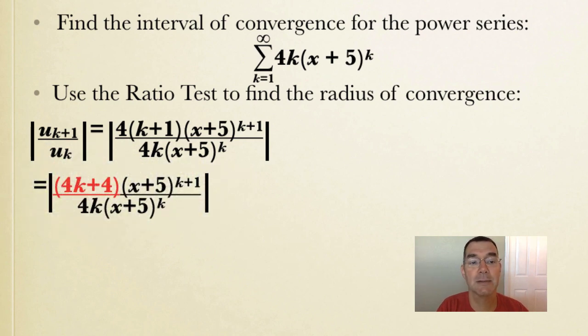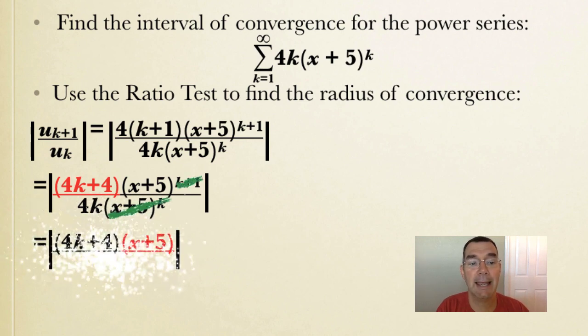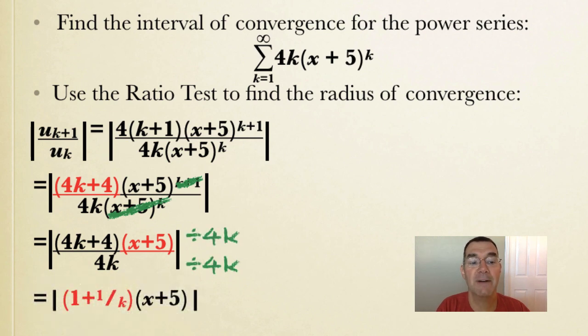If I expand 4 times k plus 1, I get 4k plus 4. And I notice that the exponent of x plus 5 is 1 more on the top than it is on the bottom. So basically all I have is x plus 5 to the 1 on top with no x plus 5s on the bottom. And so that's the expression I have. If I divide top and bottom by 4k, then I'm going to get 1 on the bottom for sure, and I'm going to get 1 plus 1 over k on the top where that 4k plus 4 was.